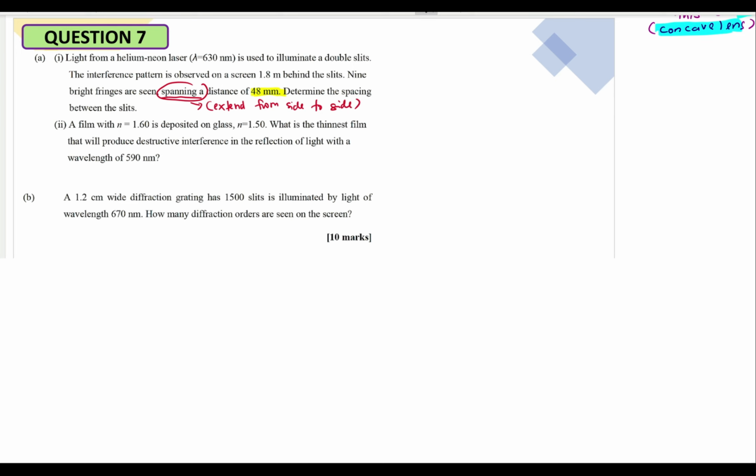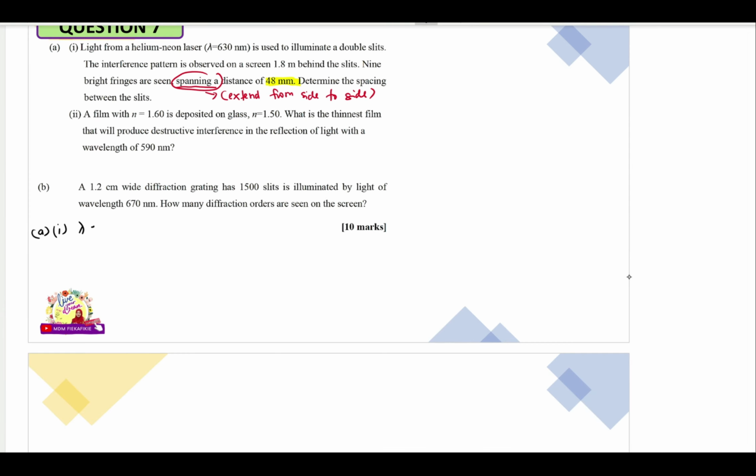Apa maksud dia? Okay, so question number A1, kita ada lambda is equal to 630 nanometer, and the capital D is 1.8 meter. Alright, and 48 millimeter ni apakah dia? Kalau kita ada screen, ini adalah case double slits, means that on the screen dia dah bagi tahu 9 bright fringes are seen.